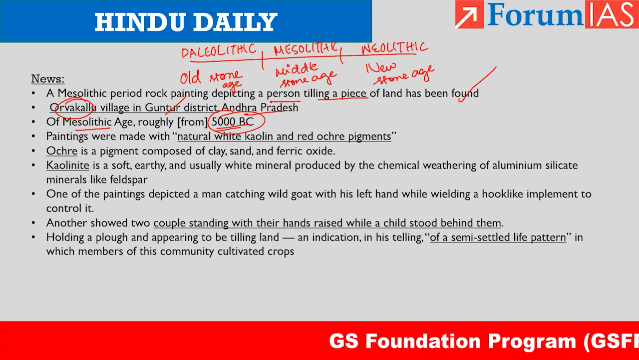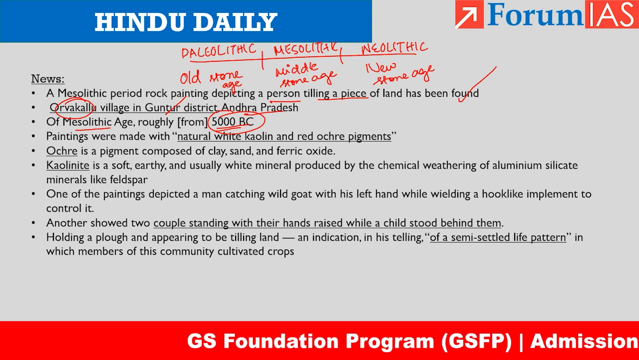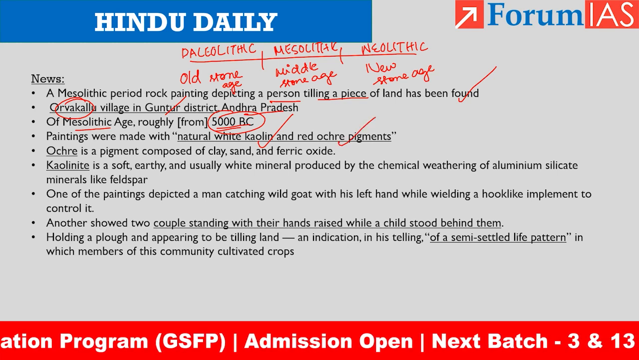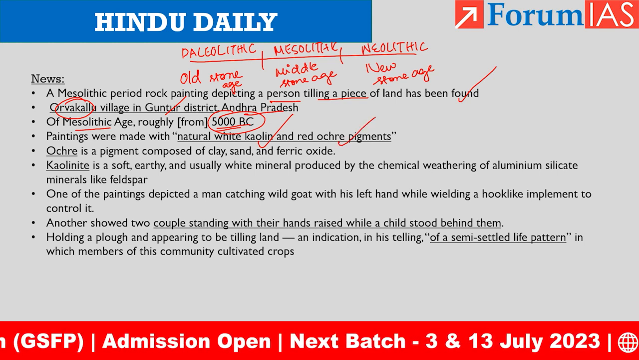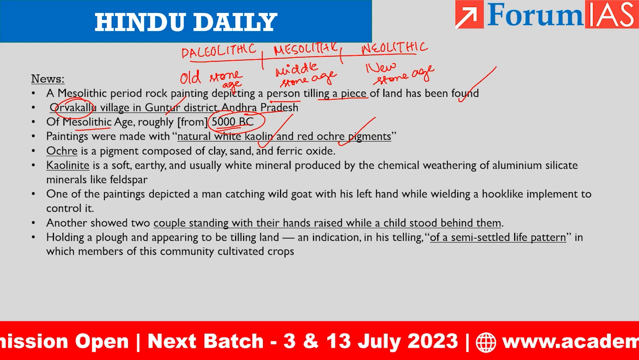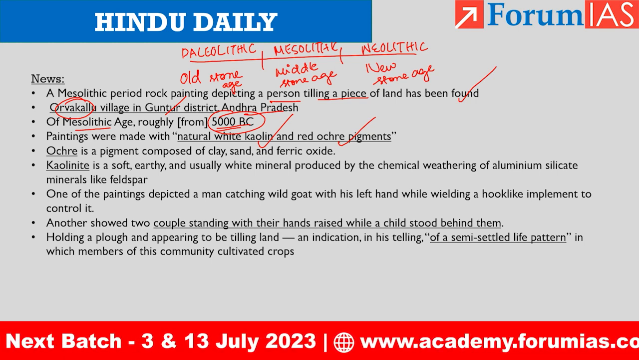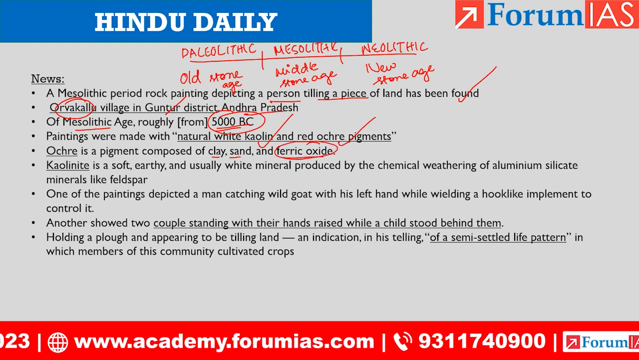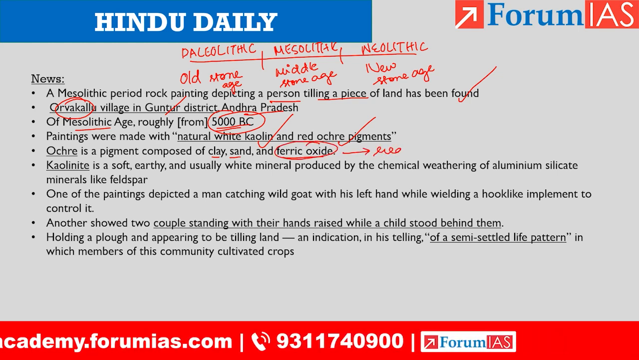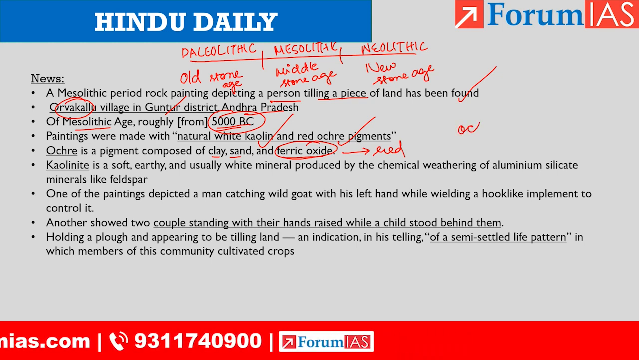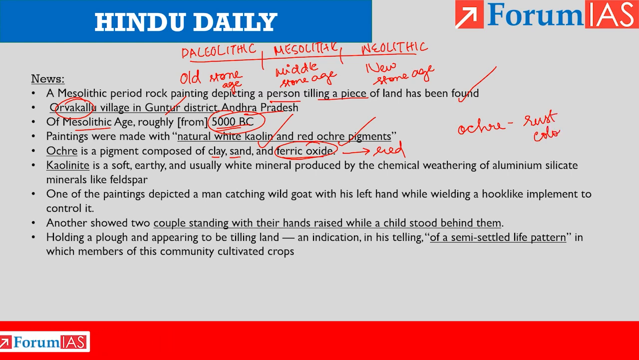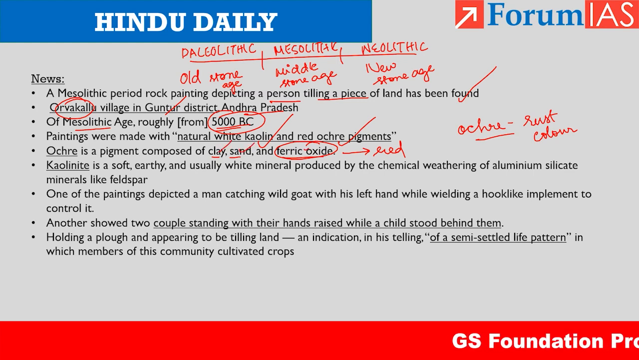And what materials were used? Natural white kaolin and red ochre pigments were used. So what does it mean when we say kaolin or ochre? Ochre is a pigment that is composed of clay, sand and ferric oxide. So this ferric oxide gives the red color. Ochre color is nothing but rust color. Okay, so ochre is composed of clay, sand and ferric oxide.